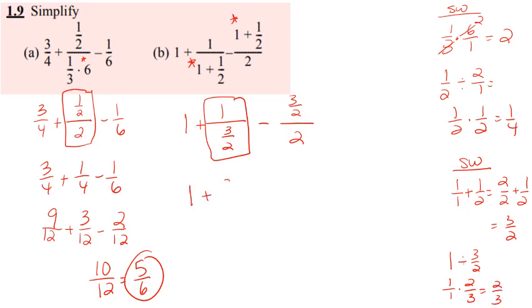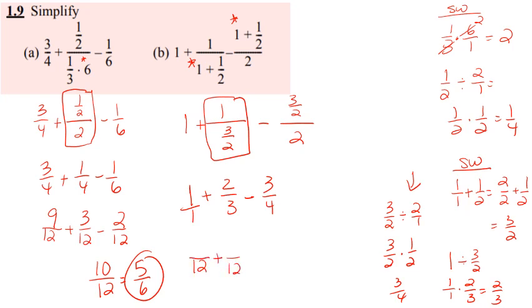This is 1 plus 2/3 minus. I'm going to put my side work over here, running out of room. So 3 over 2 divided by 2 over 1, which is 3 over 2 times 1 over 2. And that's going to be 3/4, minus 3/4. So I'm going to put this 1 over 1. The common denominator will be 12 again. So this is going to be 12. This will be 8. And this will be 9. So 12 plus 8 is 20. 20 minus 9 is 11 over 12.